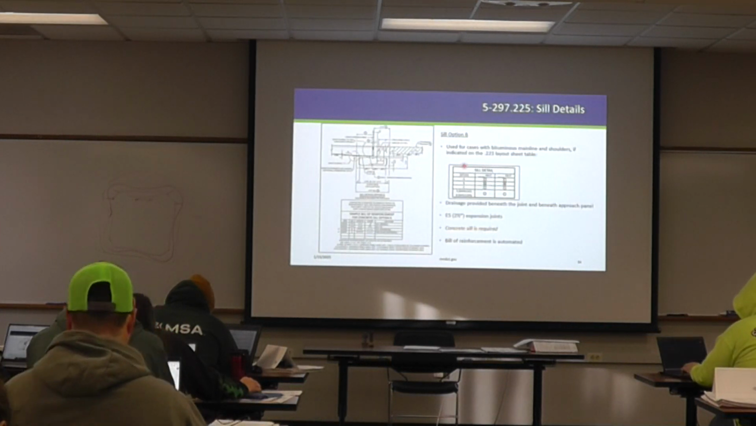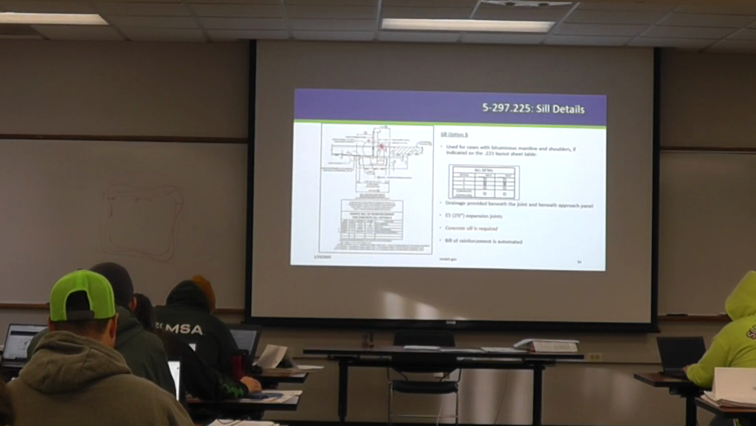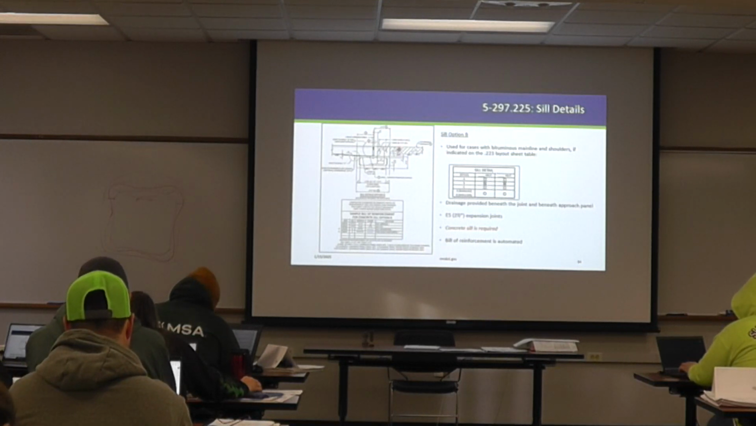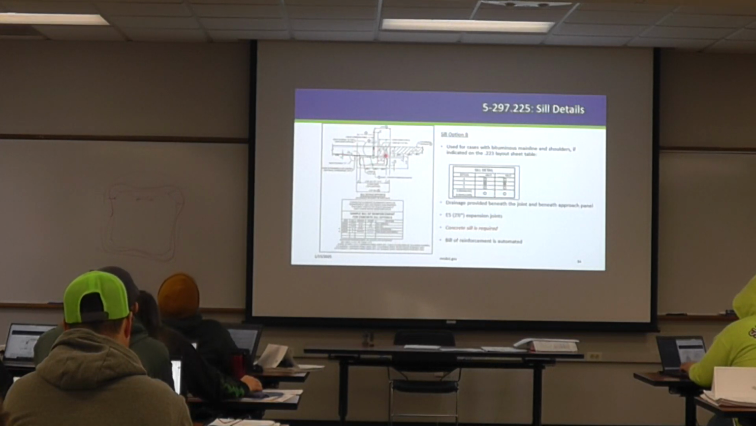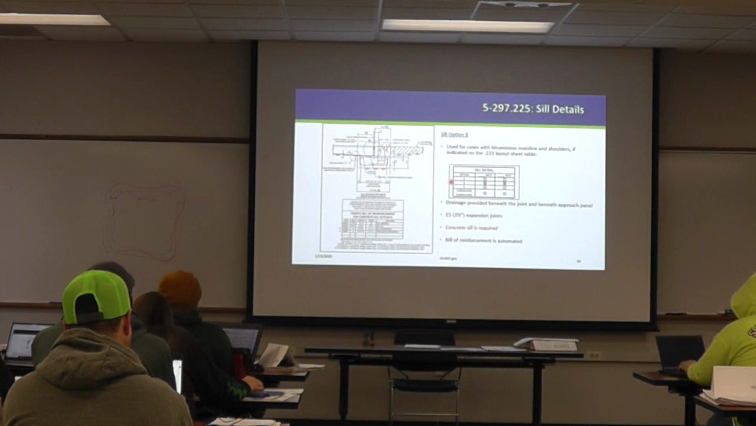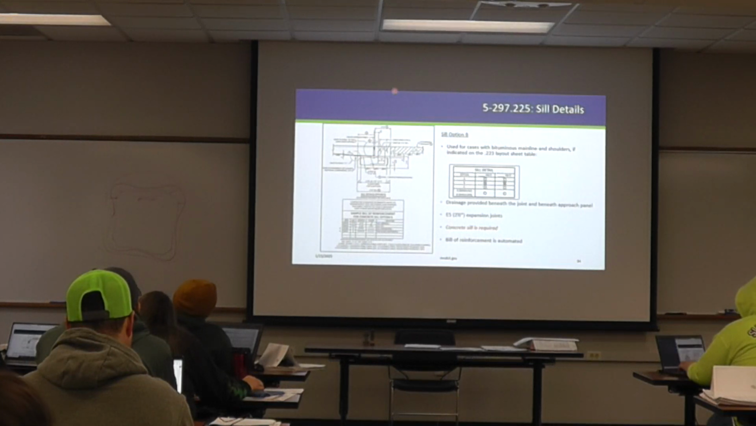Similarly, sill option B. This one you can see is a little bit smaller. Typically, this will be used with the E5 joint, and this is for cases with a bituminous mainline and shoulders. So that's what's shown on the right here. We get a bituminous roadway. On the left is your approach panel. Here's your sill. And there's this little lug, I call it, the concrete lug adjacent to the joint and the bituminous roadway interface. And again, on the 223, how do you know if sill option B applies to you? You go to that front sheet, 223, and look at sill option B. If it's checked off here, then you know that this detail I'm showing here on the left from 225 would apply to your project.